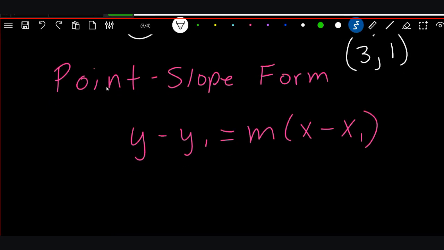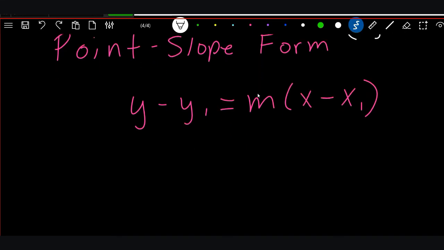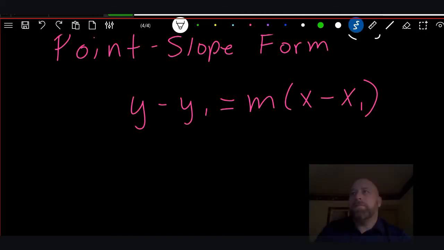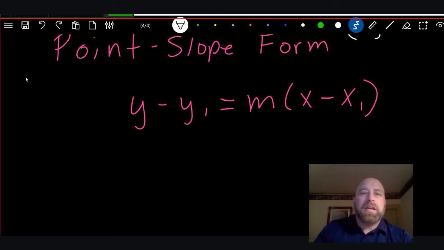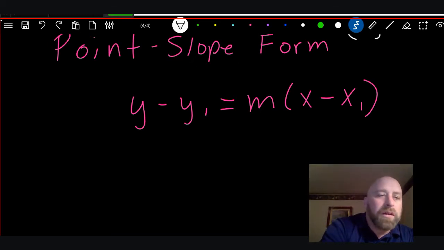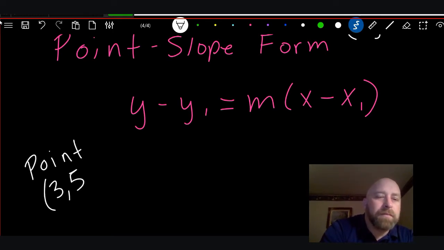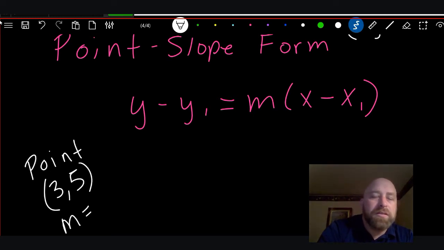The last form that I want to show you is the point-slope form. Point-slope form. And this is when they give you a point. And this is on page 164 in your book. The example that they give you says that the point is 3, 5. Okay, and then they tell you that the slope is 2/3.